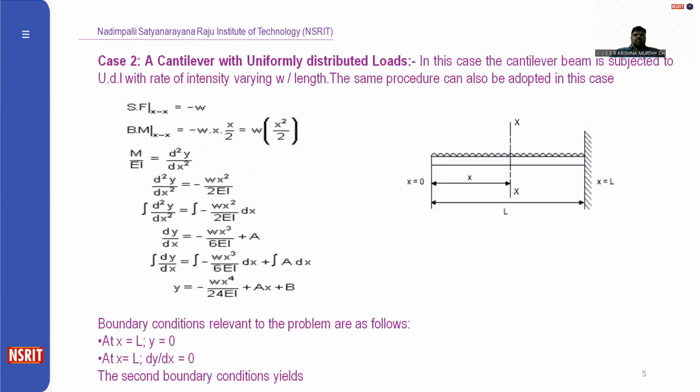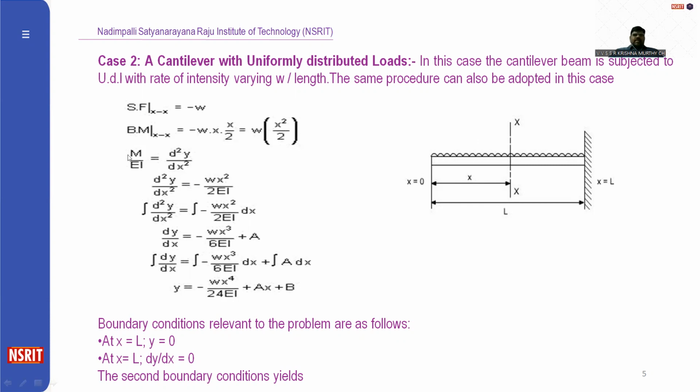Now let us go with a cantilever beam with UDL. The schematic diagram looks like this. One end is fixed and the other end is free, as we know for a cantilever beam. Now let us take a position x. The shear force at x will be minus W x, and the bending moment will be W x into half the distance, x by 2, so W x square by 2. We know the governing equation M by EI is equal to d square y by dx square.